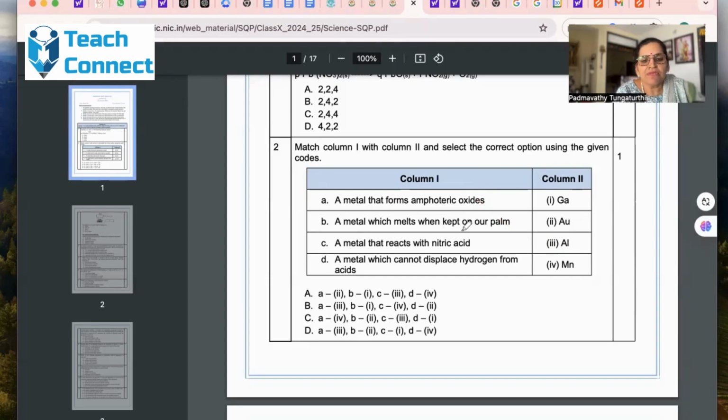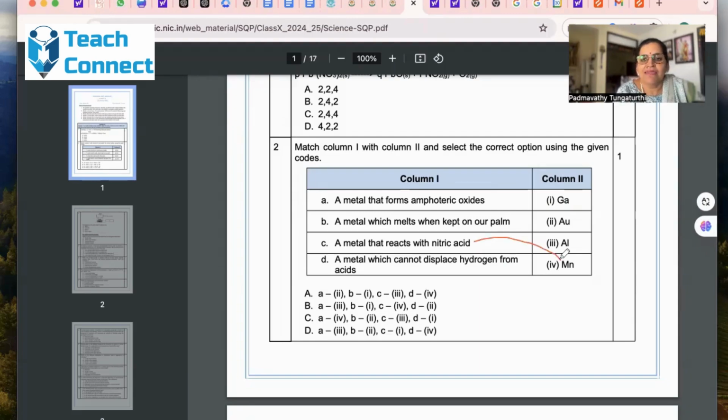A metal which melts when kept in our palm. That means the melting point of this metal is very low. We all know that as we go down in the group, we see that the metals have low melting point. Then it should be gallium. The third one, a metal that reacts with nitric acid.